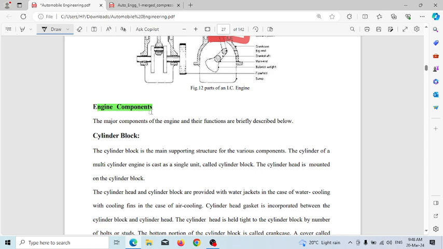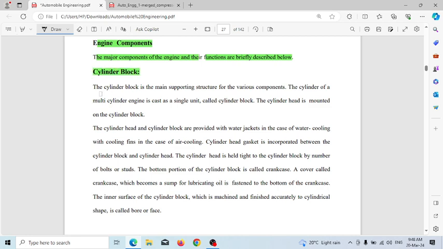Next, engine components. The major components of an engine and their functions are briefly described below. First is the cylinder block. The cylinder block is the main supporting structure for various components. The cylinders of a multi-cylinder engine are cast as a single unit. This is called a cylinder block. The cylinder head is mounted on the cylinder block. The cylinder head and cylinder block are provided with water jackets in the case of a water cooling system, and with cooling fins in the case of an air cooling system.